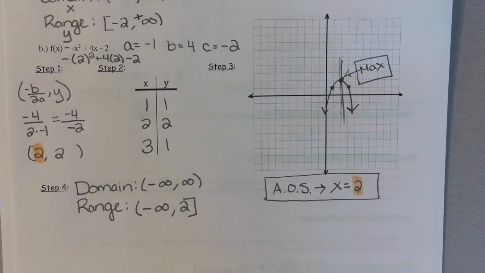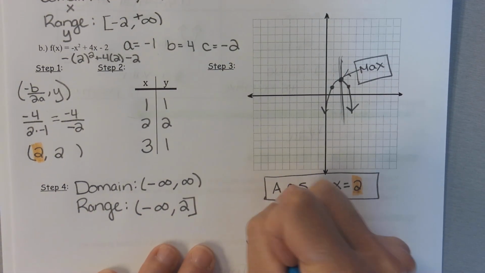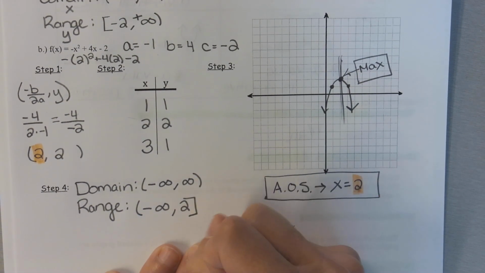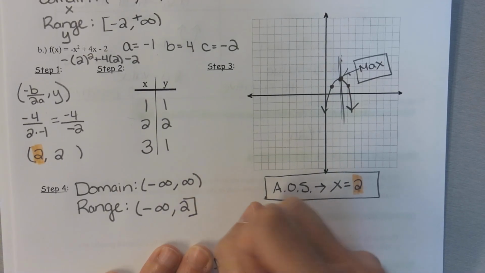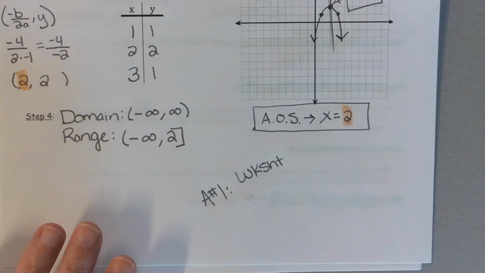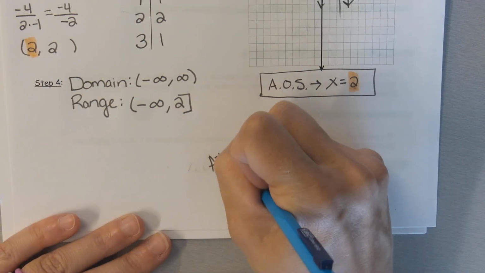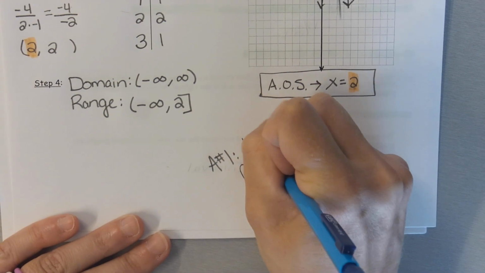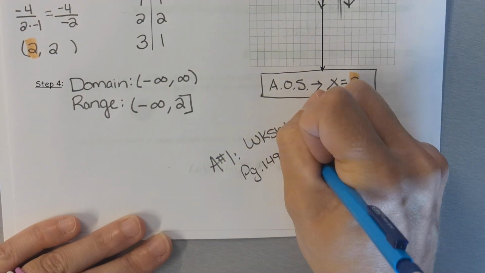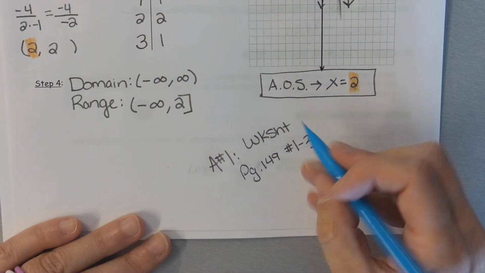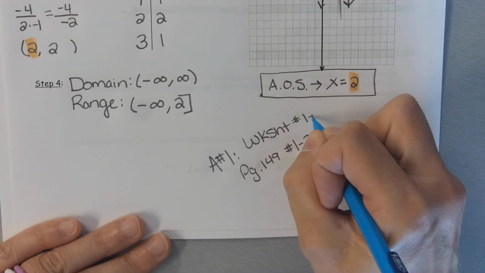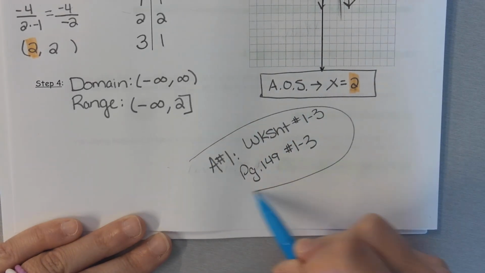Good? Okay, so I'm going to give you a worksheet in just a minute. So your homework for assignment number 1, remember we start back at scratch. Your homework for assignment number 1 is a worksheet. There are 3 problems on the worksheet. And then I'm going to have you add a couple more. I'm going to have you add from page 149, numbers 1 through 3.